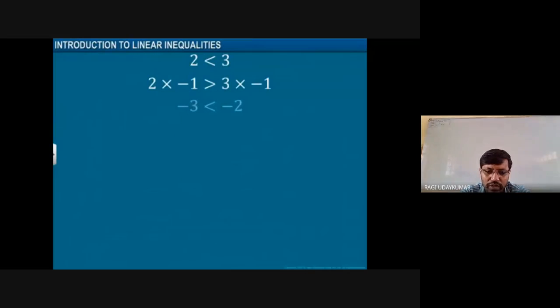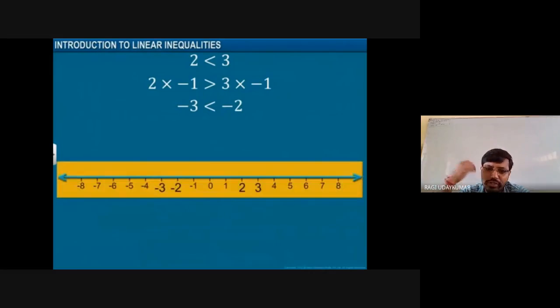Why? The reason is very simple. 2 less than 3, we know that. Multiply both sides by -2, you get -2 is greater than -3. That is obviously true. On a number line, 2 will be on the left side and 3 on the right side. Minus 3 will be on the left side and -2 on the right side. The left side numbers are always less than the right side numbers.